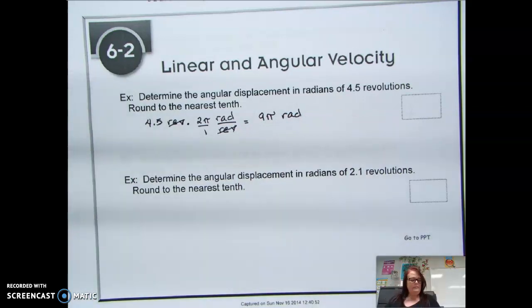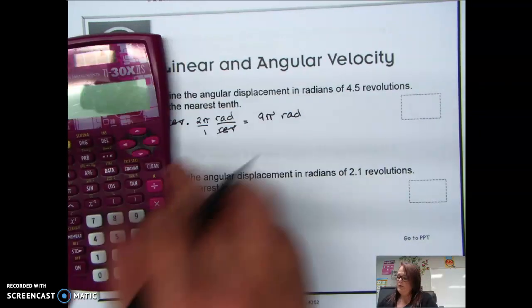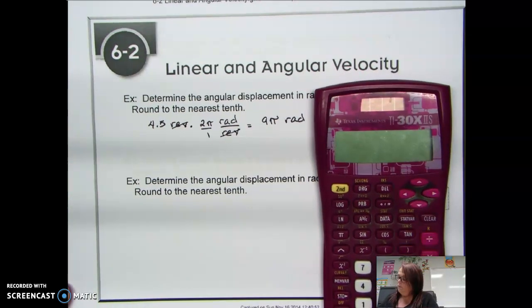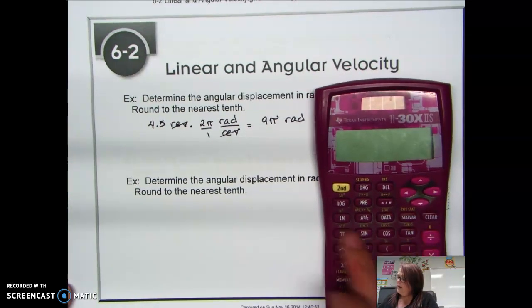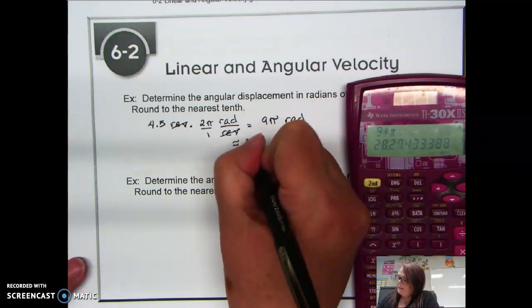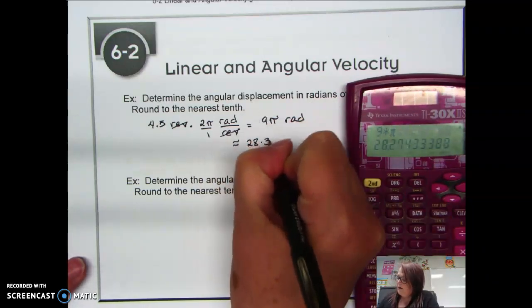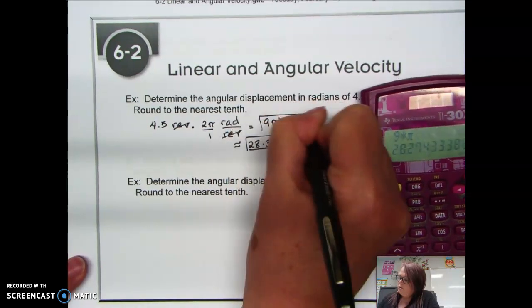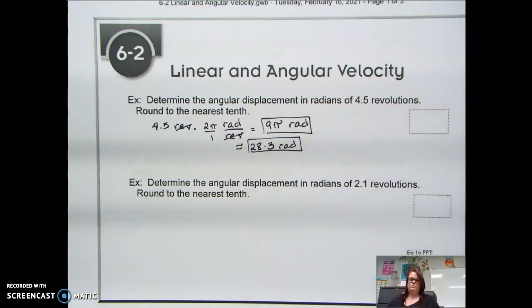And it said rounded to the nearest tenth. So we're going to go ahead and use, and again, we're not going to use 3.14. We're going to say 9 times the pi button. Helps if I turn on the calculator. 9 times the pi button, which is going to give me approximately 228.3 radians. So you should be able to tell me either one of those.